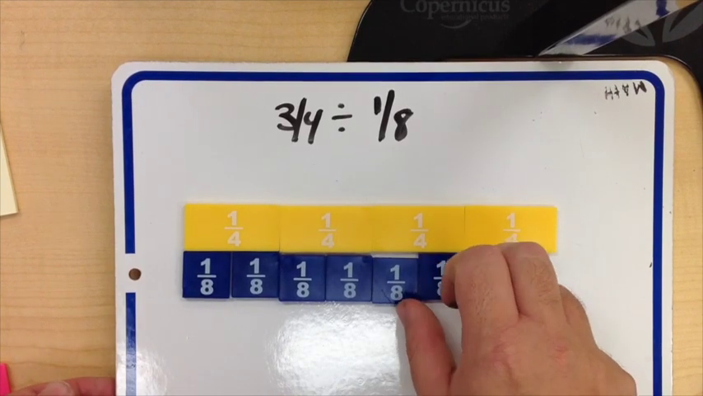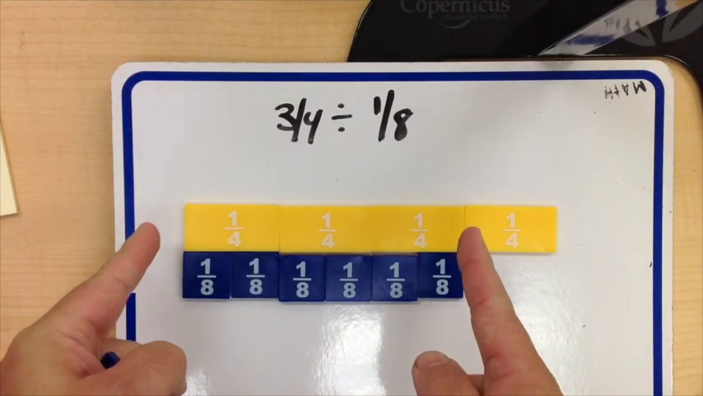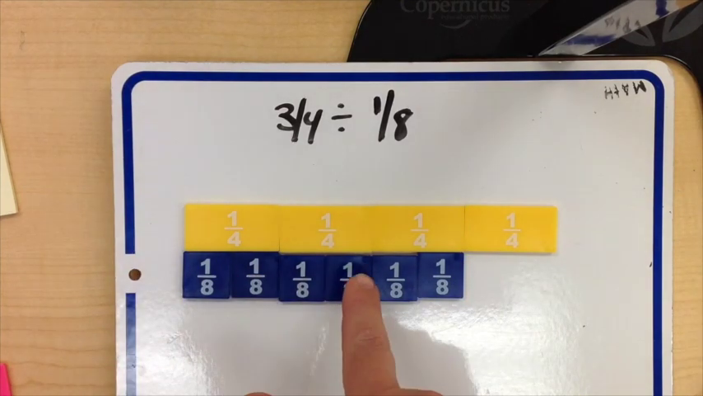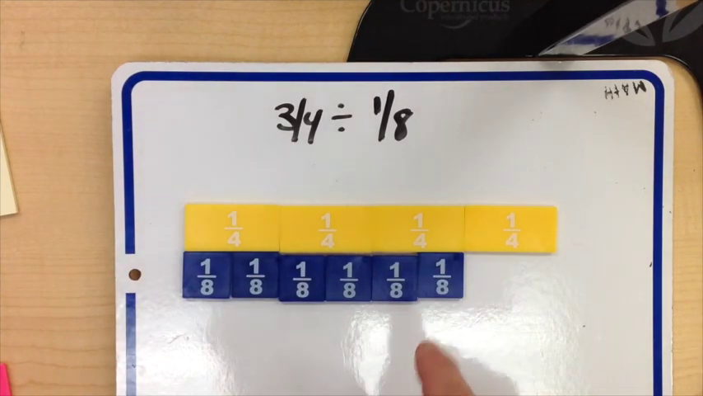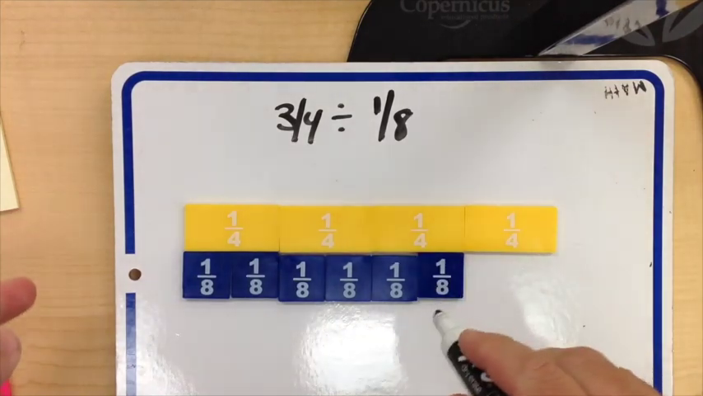So, again, the problem is asking 3/4 divided by 1/8, which means how many times can 1/8 go into 3/4? So here's my 3/4, and I've got 1, 2, 3, 4, 5, 6 1/8 that go into 3/4. So really, my answer is 6.